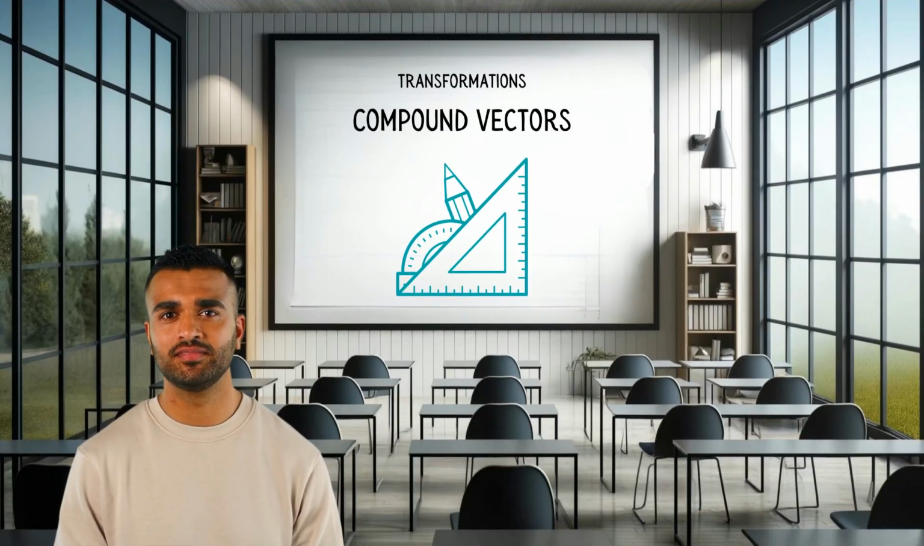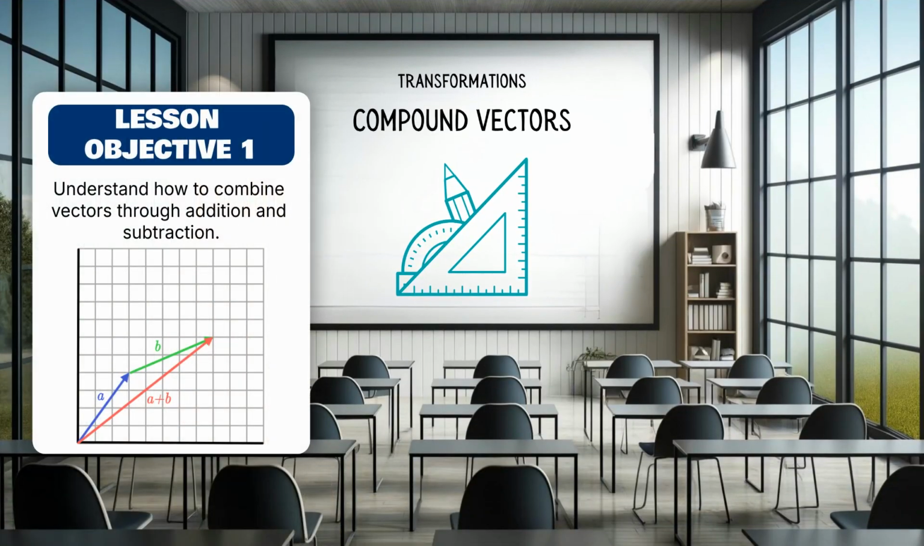In today's lesson, we explored the concept of compound vectors and how to perform vector addition and subtraction. We began by defining vectors as quantities that have both magnitude and direction, distinguishing them from scalars, which have only magnitude. We then introduced the idea of compound vectors, which are formed by combining 2 or more vectors. Using graphical methods, such as the head-to-tail method, we demonstrated how to add vectors visually.